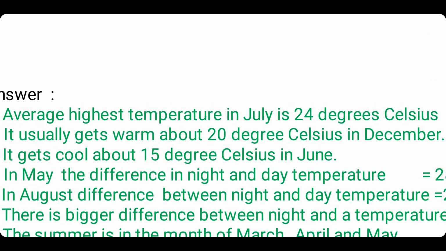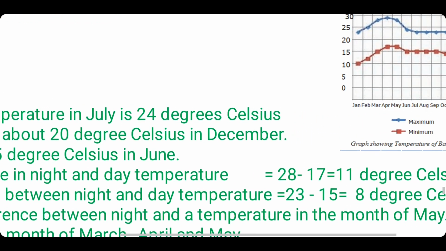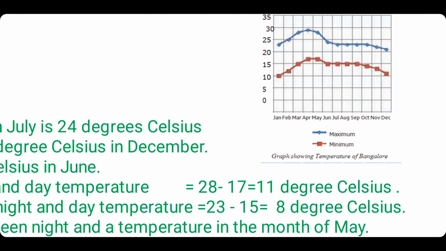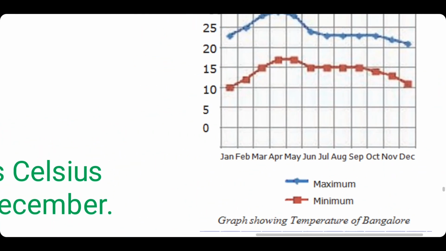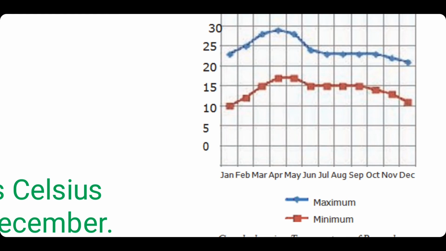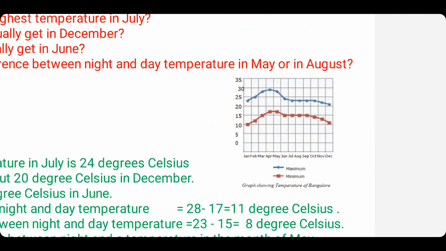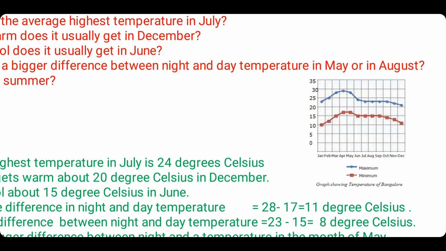Now what's the next month we are being asked about? August. In August, what is the difference in the night and day temperature? Let us see here. In the month of August, what is the maximum temperature? It is nearly 23 to 24 degrees Celsius. And what is the minimum temperature? It is 15 degrees Celsius. So 23 minus 15 will give us the difference between the night and day temperature, that is 8 degrees Celsius.